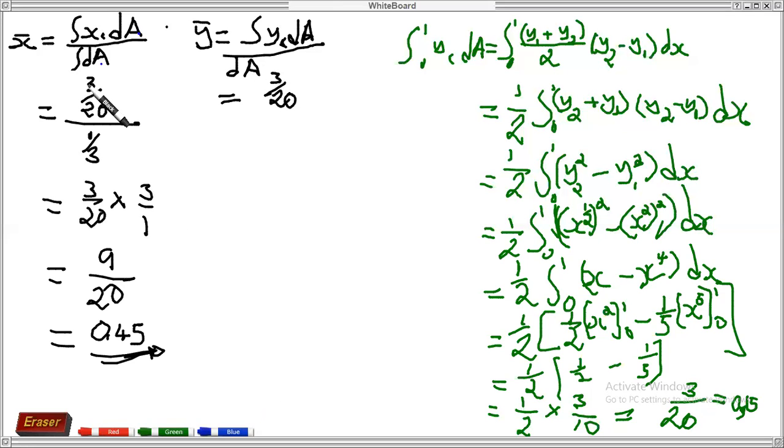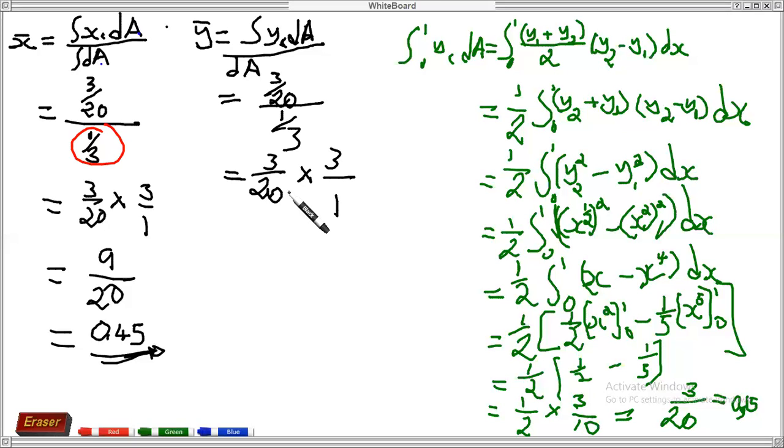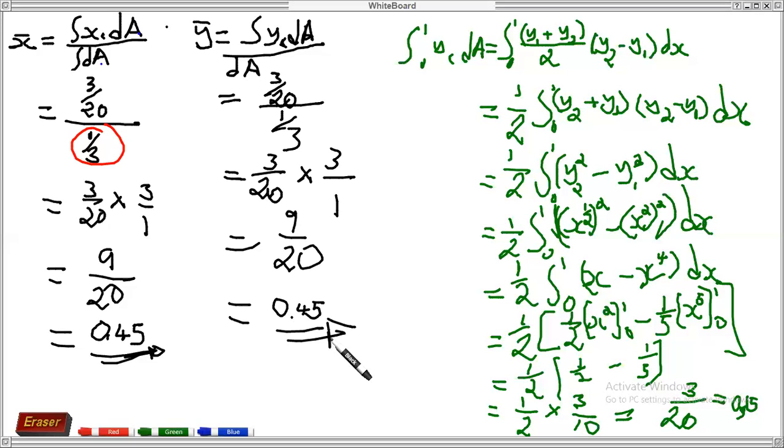This dA is the same, it will be the same. Divided by dA is 1 over 3. So 3 over 20 times 3 over 1. Again, this is going to give you 9 over 20, just like here, which is equal to 0.45. This is the answer now.